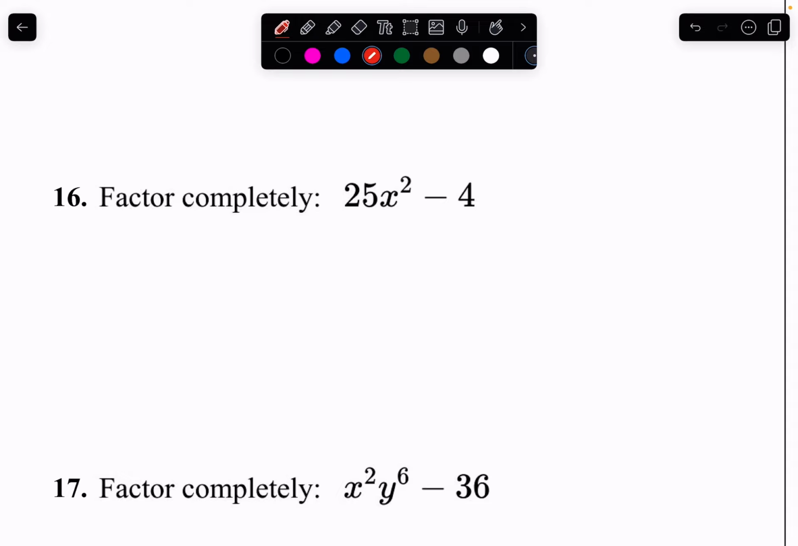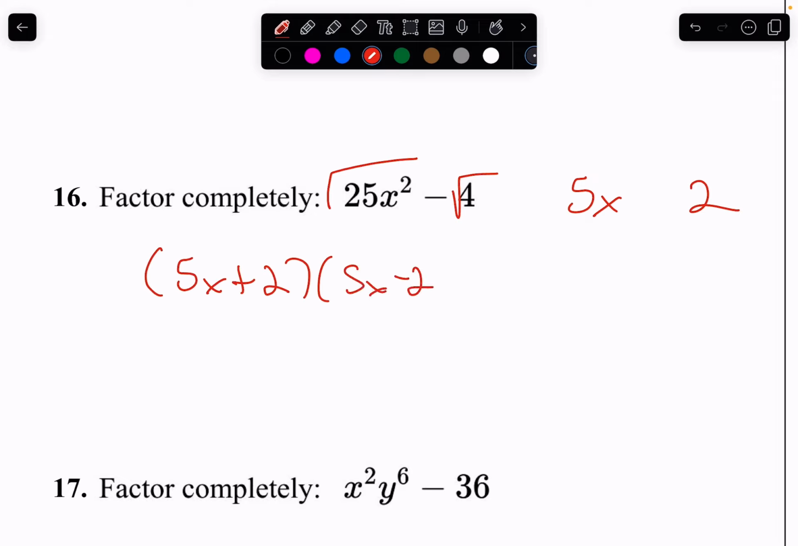So here. Next one, we, of course, look for a greatest common factor. Is there anything I can pull out here? No, there is not. So I've got two terms. I look and say, okay, well, can I take the square root of both of these? Yeah, I can, right? The square root of this first guy is going to be 5x, and the square root of this second guy is just 2. So if we're following that factoring pattern that we wrote above, where it's a plus b, a minus b, we are going to get 5x plus 2 and 5x minus 2.